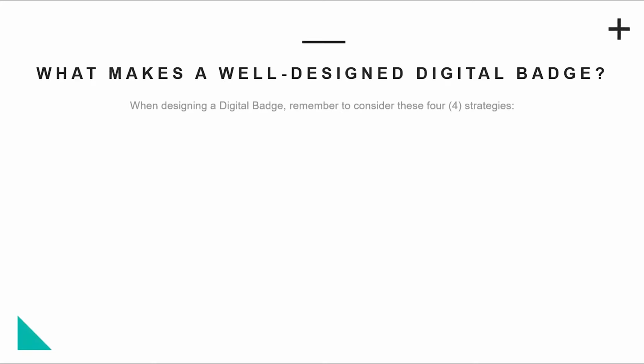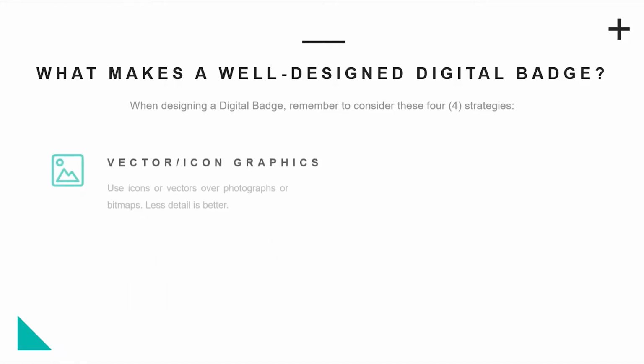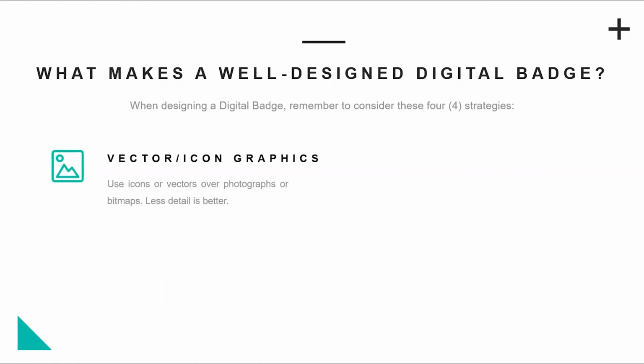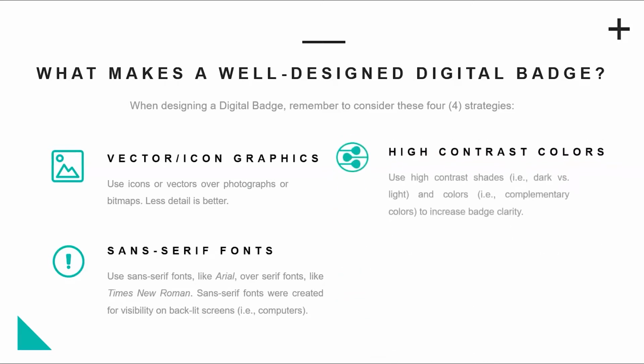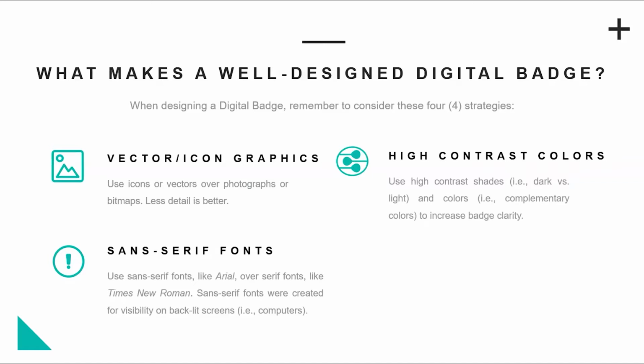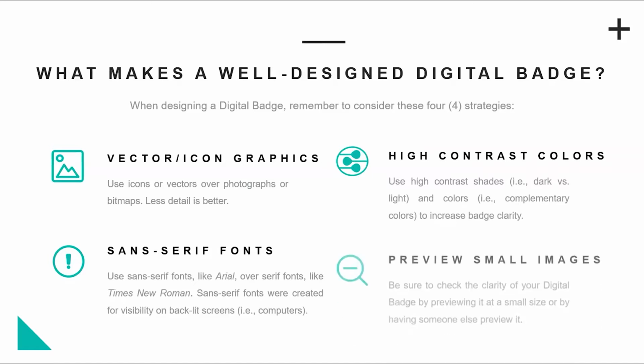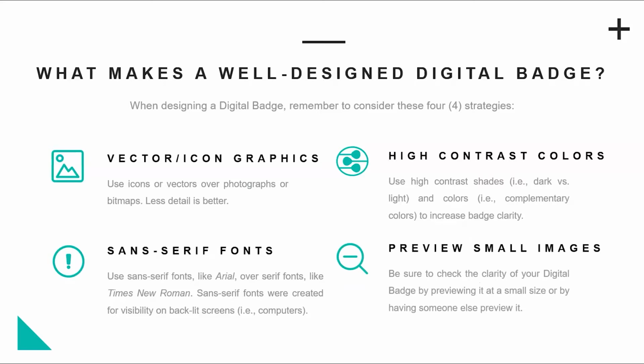When designing a digital badge, remember to consider these four strategies. Use icons or vectors over photographs or bitmaps. Use sans serif fonts, like Arial, over serif fonts, like Times New Roman. Utilize high contrast colors and shades. And lastly, be sure to check the clarity of your digital badge by previewing it at a small size or by having someone else preview it.